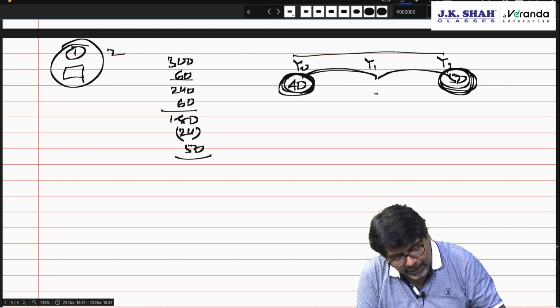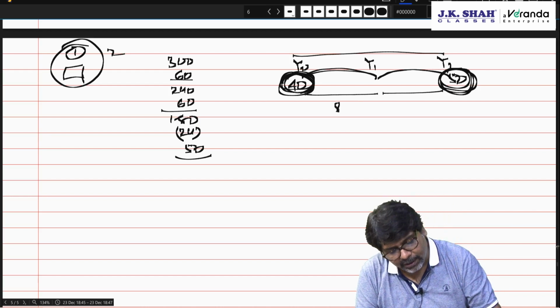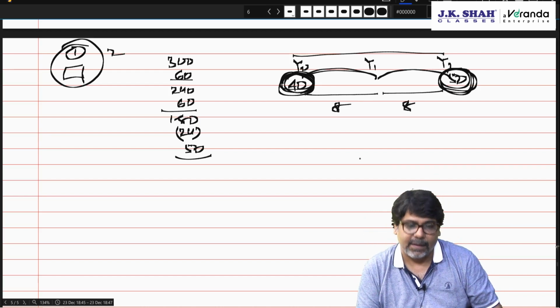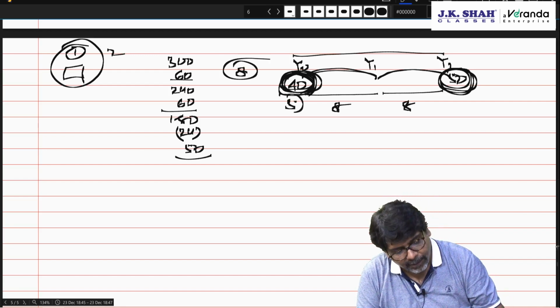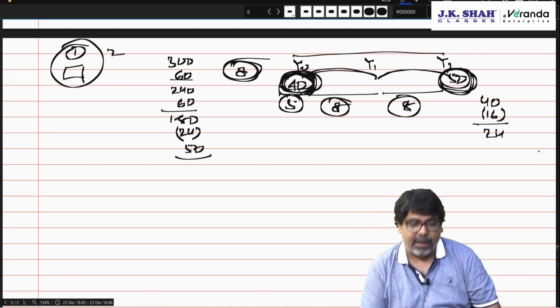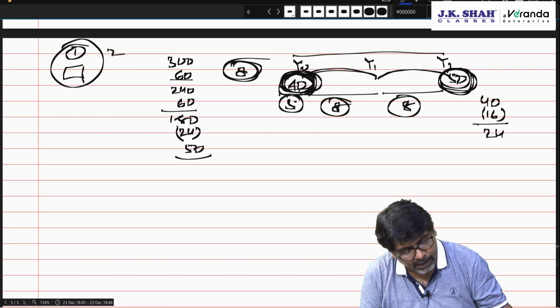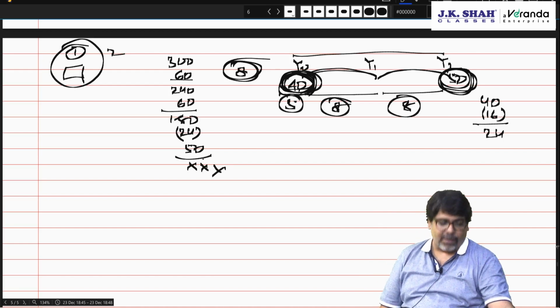This 40 rupee asset has depreciated over a period of 2 years. Its life was how much? 5 years. So in 2 years how much did it depreciate? 40 divided by 5 is 8 rupees depreciation. This asset's life is how many years? 5 years. So divide by 5, 1 year's depreciation is 8, so 16. So of 40, 16 depreciated. So you're left with how much? 24. Correct? So 180 minus 24 plus 50. Is this clear? Yes or no? That's what it is written.